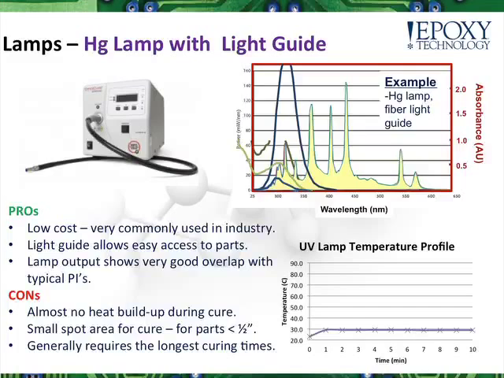The next on our list is a mercury spot cure. These are lower cost, very common. The light guides allow for great part accessibility, and the spectrum of output is typically quite good, quite a good overlap with our photo initiator packages. One of the main issues here is the lack of heat buildup and the small area of illumination. This can lead to generally longer cure times than, let's say, for example, your flood cure type lamps.